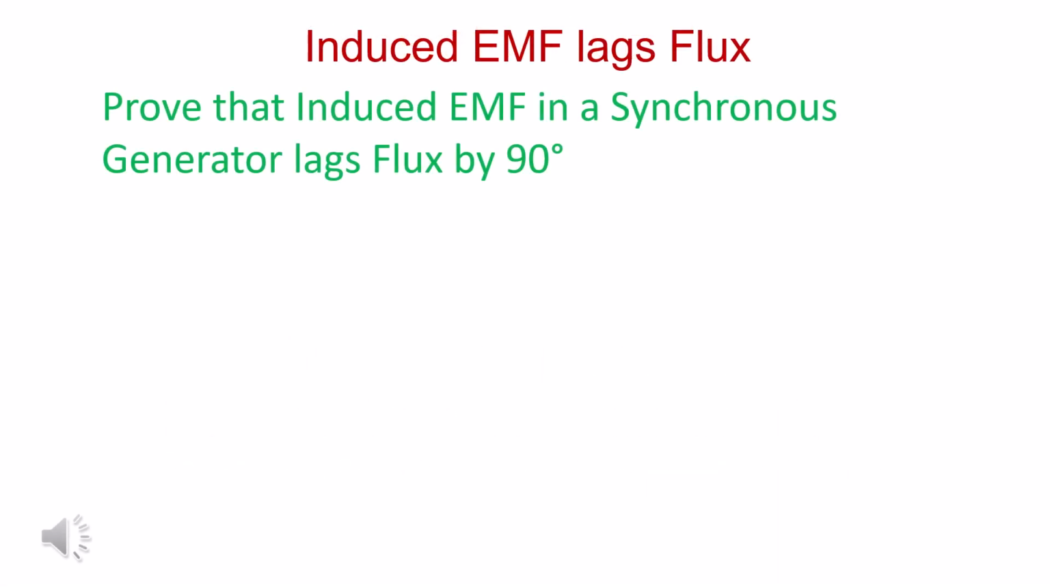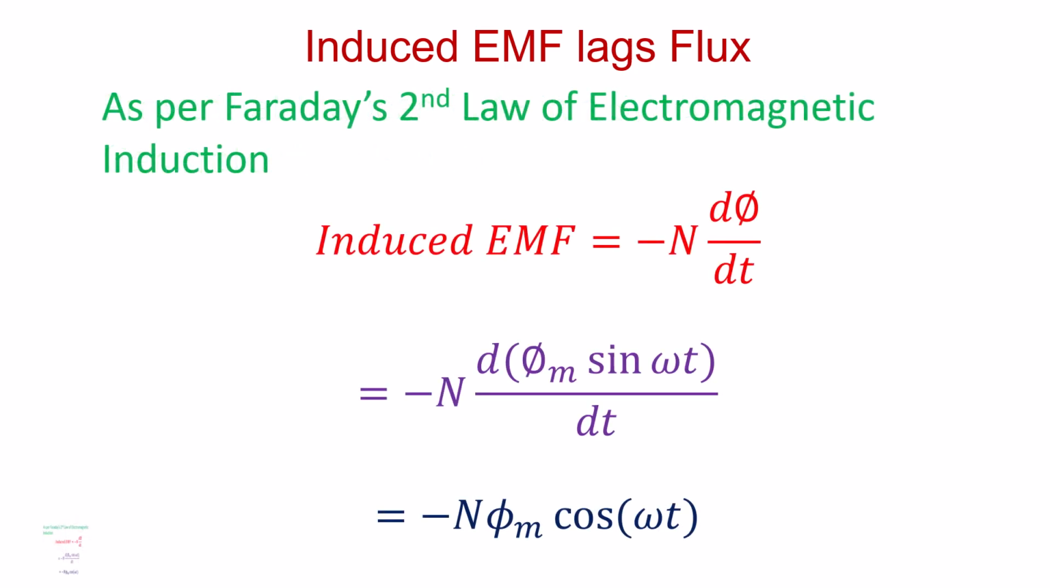Prove that the induced EMF in a synchronous generator lags flux by 90 degree. As per Faraday's second law of electromagnetic induction, induced EMF is equal to minus N d phi by dt, which equals minus N d(phi m sin omega t) by dt, which equals minus N phi m omega cos omega t.